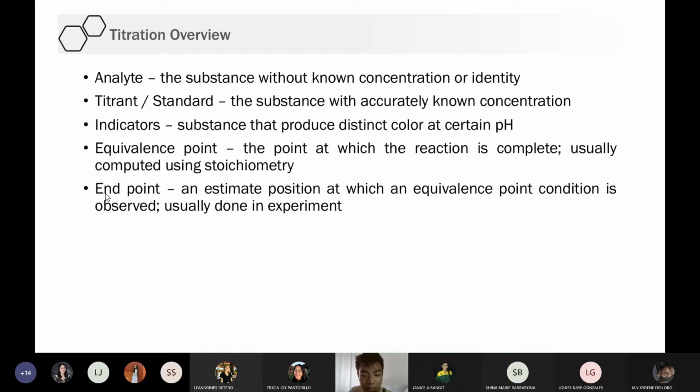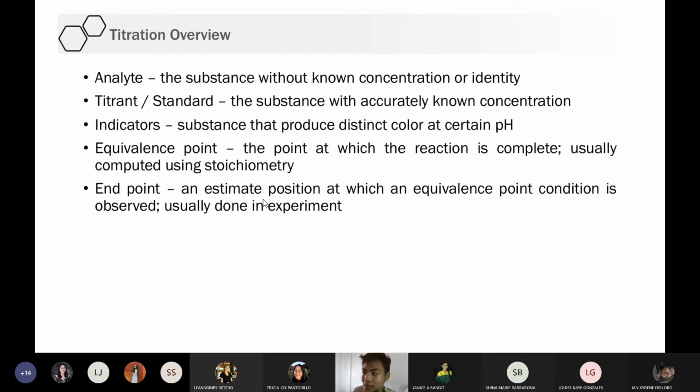When you say endpoint naman, this is an estimate of the equivalence point. Okay? So, kumbaga, yung equivalence point, this is the exact volume of titrant that will neutralize all the species present, di ba? Ito yung stoichiometric value talaga na tapos na yung reaction pag na-reach mo tong volume na to. Equivalence point yon. However, endpoint yung na-observe natin sa laboratory. Okay. Ano yung endpoint?